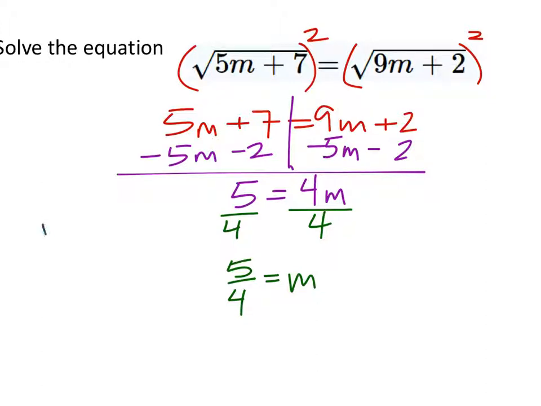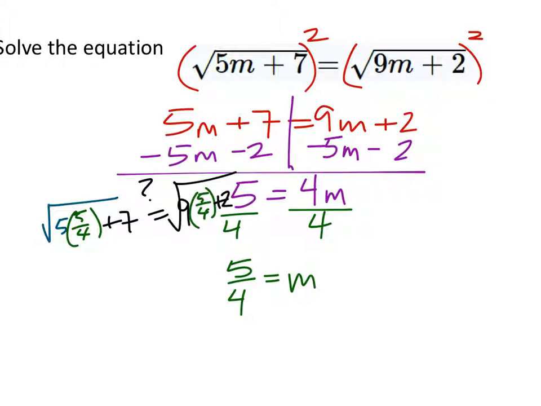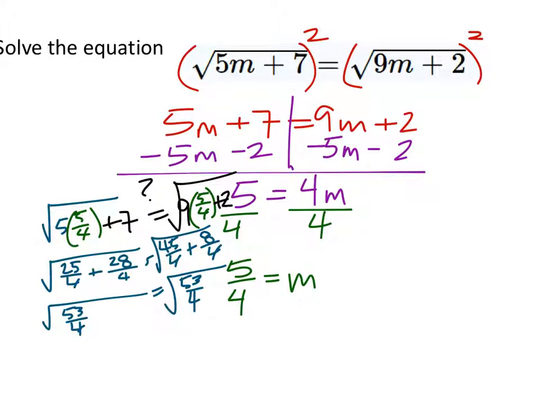So I got the square root of 5 times 5/4 plus 7, and this should equal, question mark, the square root of 9 times 5/4 plus 2. And we'll just evaluate this. There we go. We got that. So we know now that the answer is m equals 5/4.